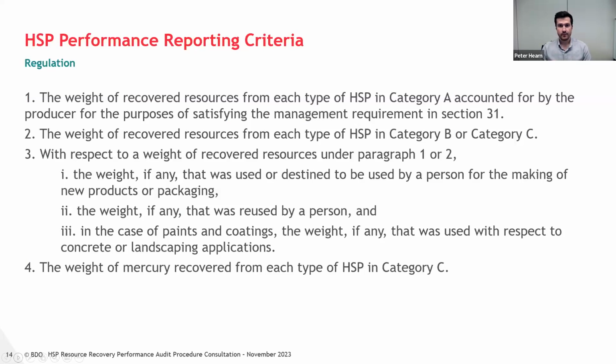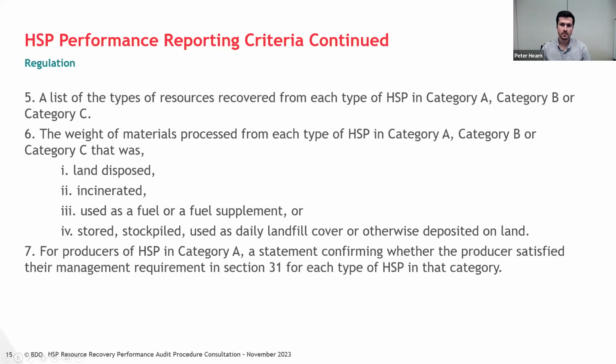So this is the first section of the reporting criteria. This again is defined in regulation, the reporting requirements, so the different sections, and our procedures will cover each of these sections. So category A, B, C, and then next slide, please. Then also the non-recycled aspect of this, as well as confirming whether a HSP producer in the category A have satisfied their management requirement.